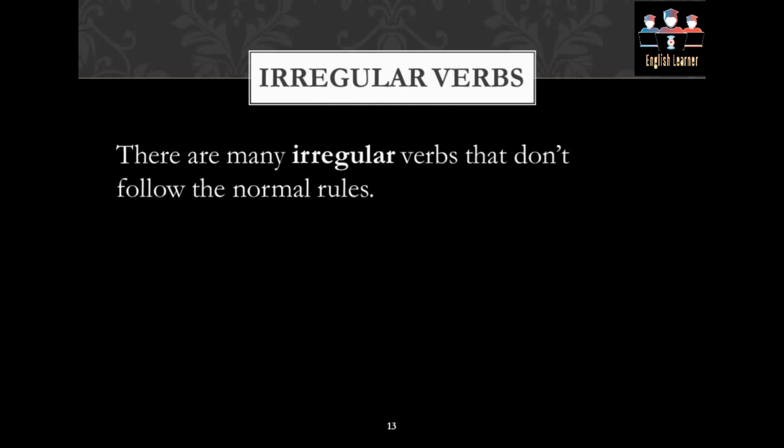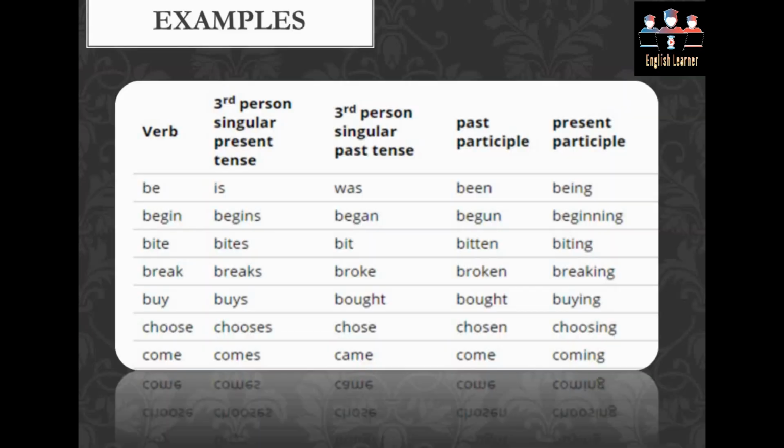Next are irregular verbs. As we have discussed earlier, irregular verbs are those which do not follow the fixed pattern, and there are many irregular verbs which do not follow the normal rules. Let's have a look at examples.